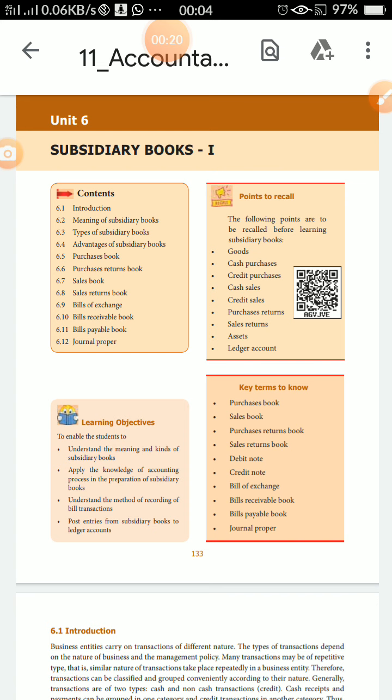A trial balance means a statement of debit and credit balances. The trial balance is a balance of the ledger. In the trial balance, both sides, the debit side and the credit side, are equal. Debit and credit side, two important points. Everybody note down these two points.